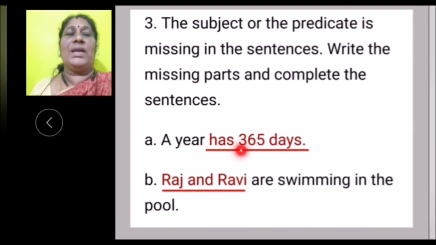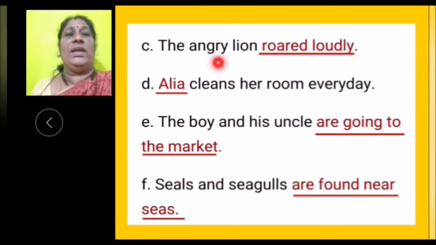A year has 365 days. What is missing in this sentence? Has 365 days. That is the predicate of this sentence. B. Raj and Ravi are swimming in the pool. What is missing here? Raj and Ravi is missing. That is the subject in this sentence. C. The angry lion roared loudly. What is missing here? Roared loudly is missing. That is the predicate of this sentence.